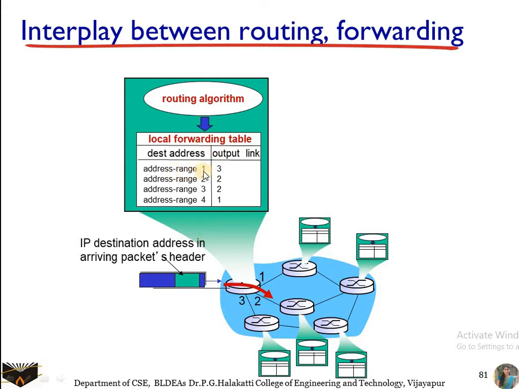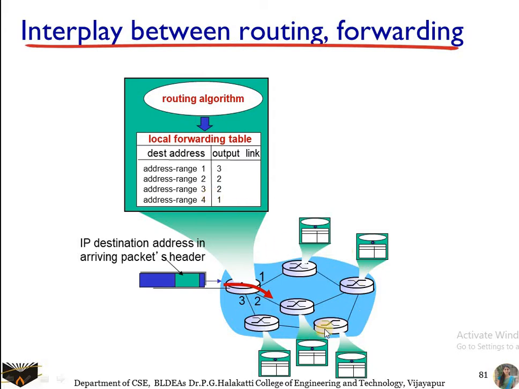If it occurs within the address range 1, then the packet will be sent to output link 3. If it is within the address range 2, then it will be sent to output link 2. So based upon this forwarding table, the packet will be forwarded by that particular router. So a path is not established in case of forwarding, whereas in case of routing, a predefined path is established and all the packets follow the same path. So this is the difference between routing and forwarding.